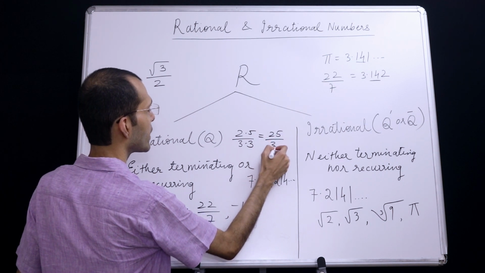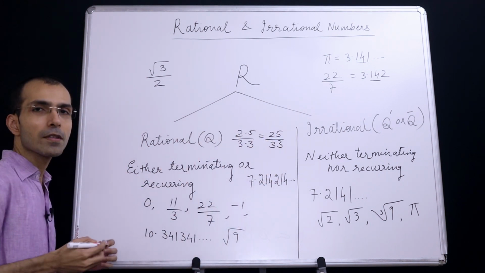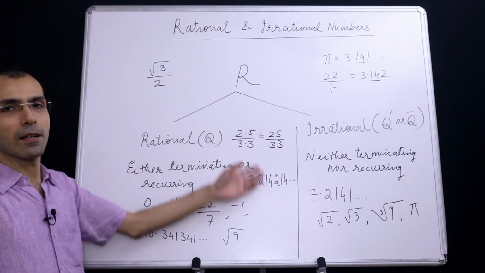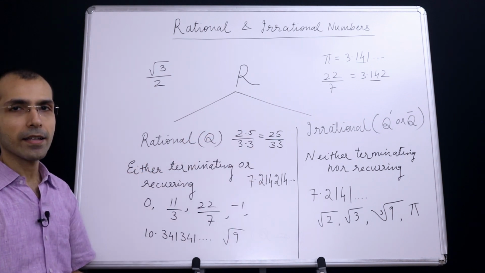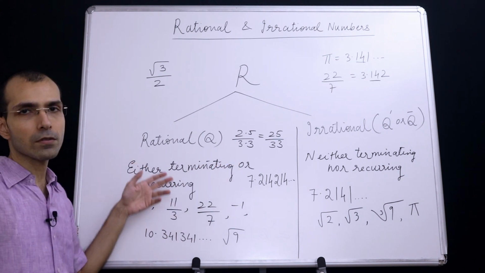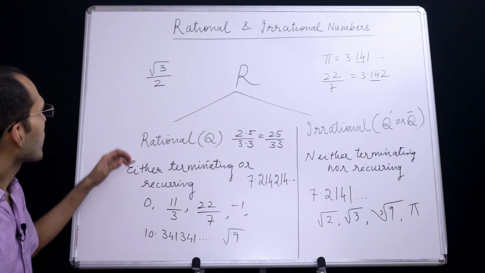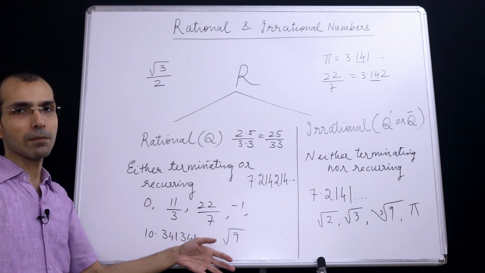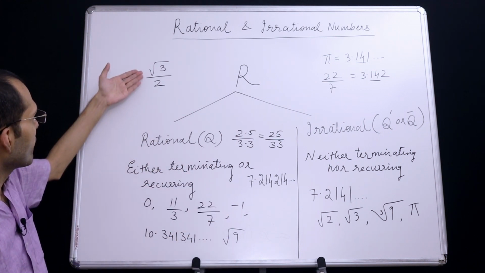It will be 25 upon 33 nicely. So this will be a rational number. That is the other way of looking at rational numbers. But I feel this definition would be a little easier for most of the students. Now, I had told you all fractions are rational numbers. Yes, but then you can't have fractions like this.